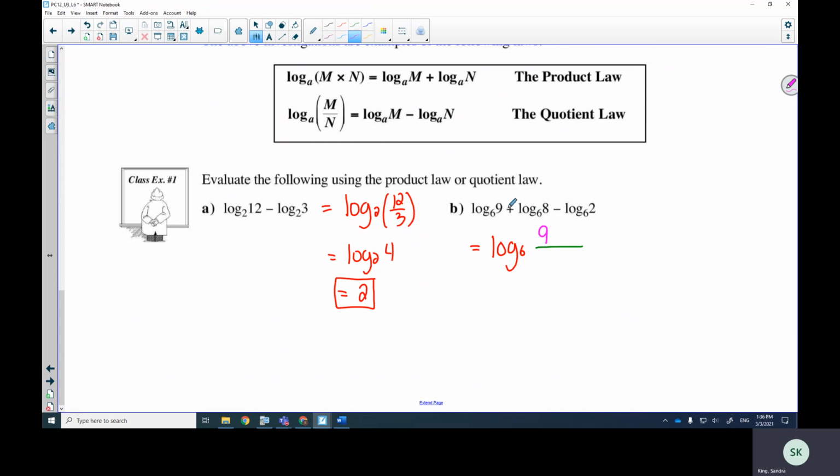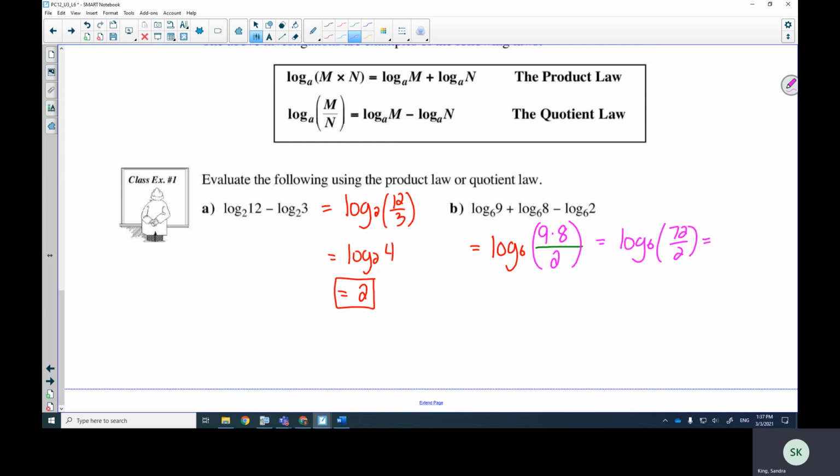This log here is positive, right? The 8 goes on top. This log is negative, therefore the argument goes on the bottom. I'm going to put that in a bracket because that's going to be my new argument. 9 times 8 divided by 2. So this would be the log base 6 of 72 divided by 2. That is going to be equal to log base 6 of 36.